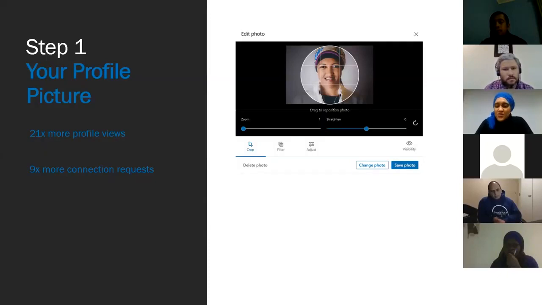So what is a good profile picture? It doesn't have to be professionally shot, but it does help. Getting a profile picture taken, yes, it can be expensive, but it is a very good return on investment. You're always going to be able to use that photo. You're going to use it for years to come, and you can use it everywhere. You're not just going to use it on LinkedIn.